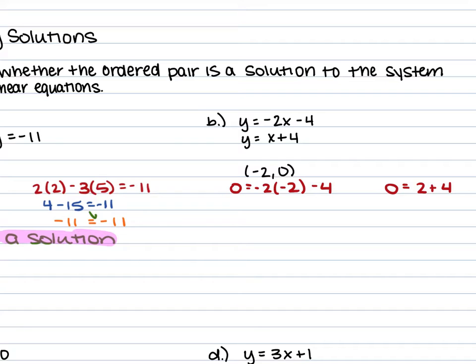That negative 2 times negative 2 is 4. So we have 0 is equal to 4 minus 4. The 4 minus 4 is 0. So 0 is equal to 0. That's a true statement. For the other equation, though, you have 0 is equal to negative 2 plus 4. The negative 2 plus 4 gives us 2. So 0 is equal to 2. This is a false statement. So because both of these are not true statements, that negative 2, 0 is not a solution.